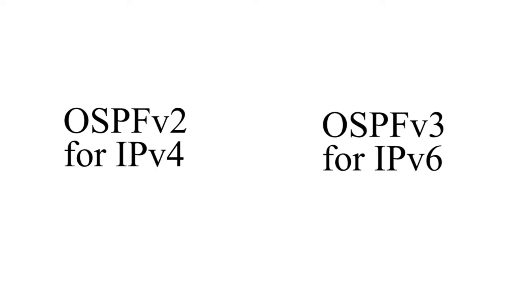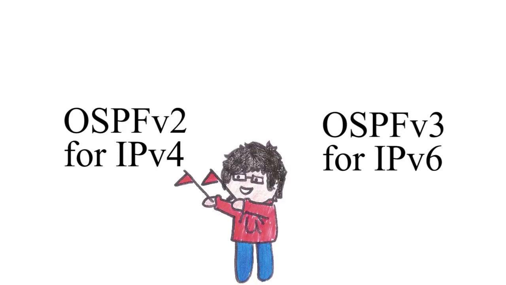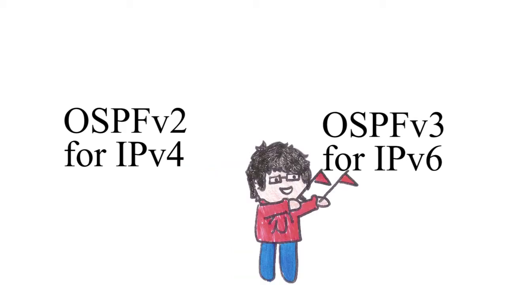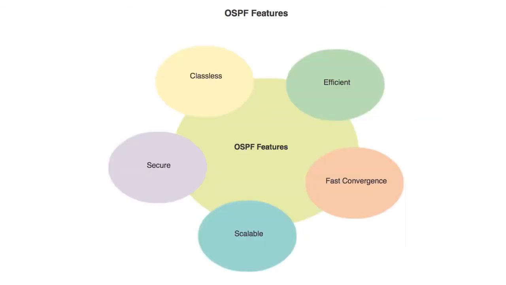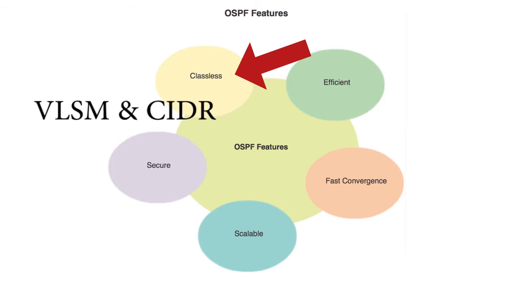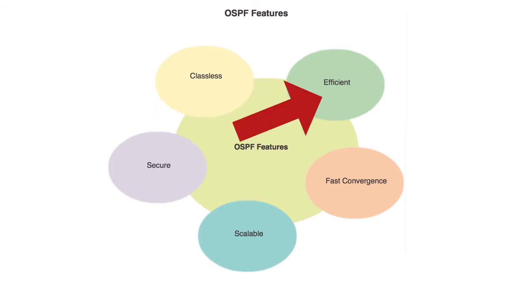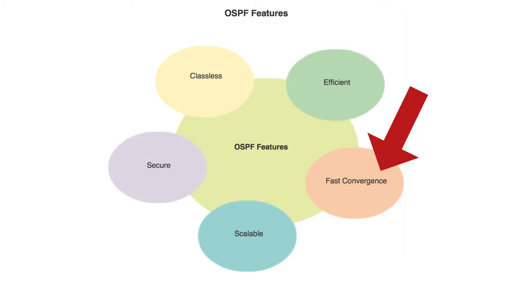First, let's talk about OSPF versions. Nowadays, we use OSPF version 2 for IPv4 and OSPF version 3 for IPv6. OSPF is a classless routing protocol, which means it accepts variable length subnet masks and classless inter-domain routing. It's efficient since it uses triggered updates instead of periodic ones. It has fast convergence through the network.